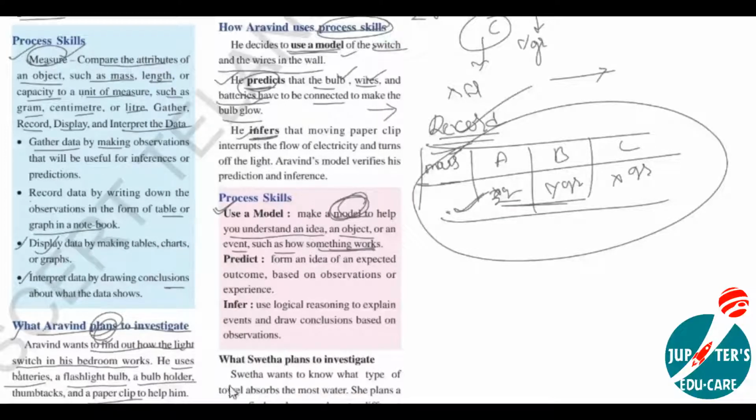So, inference. What is meant by inference here? Use logical reasoning to explain events and draw conclusions. Inference is nothing but giving a conclusion, after observing the prediction. Here prediction means forming an idea of an expected outcome based on observation or experience. Observation and experience are very important here. After testing our prediction, we can find out whether it is correct or not.